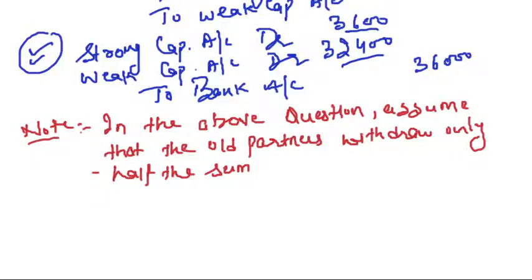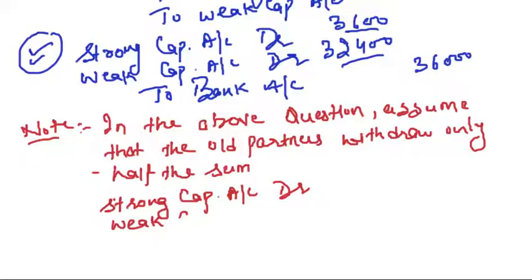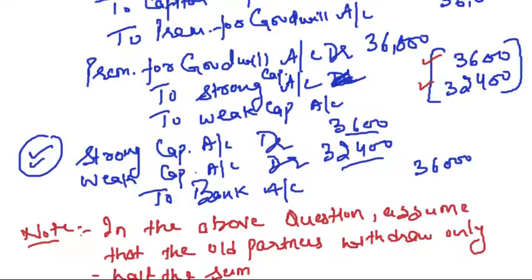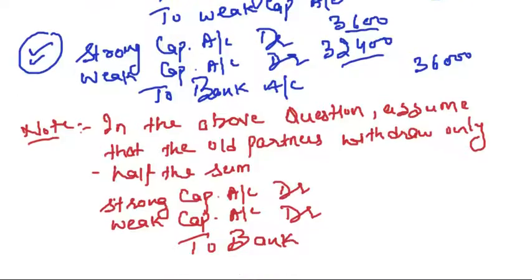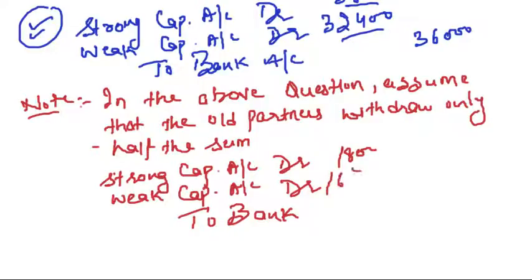The entry will remain the same. What will be the entry? Strong capital account debit, Weak capital account debit to bank. Now what will be the amount? They were credited with 3,600 and 32,400. The question says that they withdraw only half the sum. So half of 3,600 will be 1,800, right? And half of 32,400 will be 16,200. So what will be the total amount? 16,200 plus 1,800. This comes to 18,000. Right?